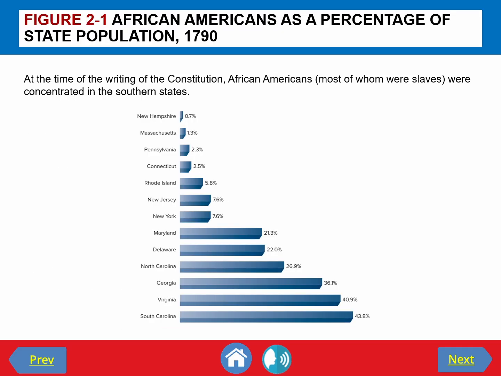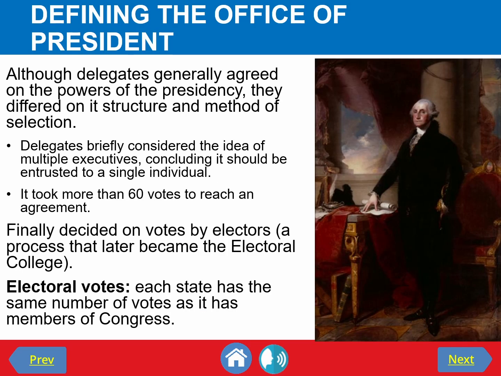As we can see in this graphic, at the time of the writing of the Constitution, African Americans, most of whom were slaves, were concentrated in the southern states. Southern states, including Maryland, Delaware, North Carolina, Georgia, Virginia, and South Carolina, accounted for a large proportion of the slave population, as compared to the northern states, such as New York, New Jersey, Rhode Island, Connecticut, Pennsylvania, Massachusetts, and New Hampshire.